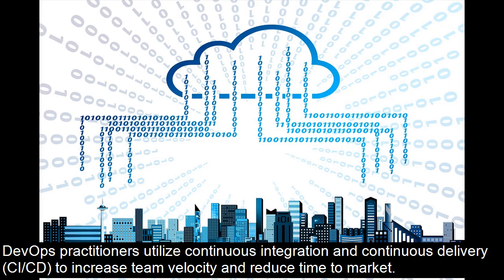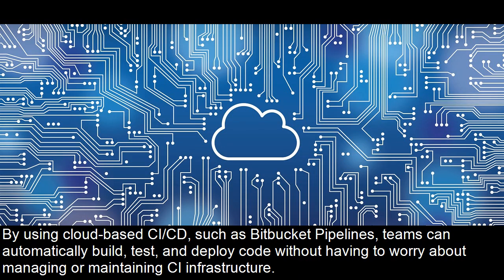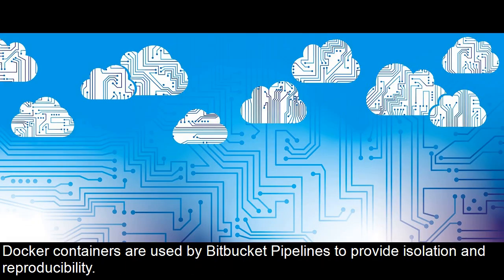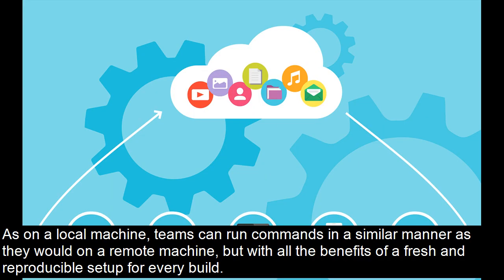DevOps practitioners utilize continuous integration and continuous delivery, CI/CD, to increase team velocity and reduce time to market. By using cloud-based CI/CD, such as Bitbucket pipelines, teams can automatically build, test, and deploy code without having to worry about managing or maintaining CI infrastructure. Docker containers are used by Bitbucket pipelines to provide isolation and reproducibility. As on a local machine, teams can run commands in a similar manner as they would on a remote machine, but with all the benefits of a fresh and reproducible setup for every build.